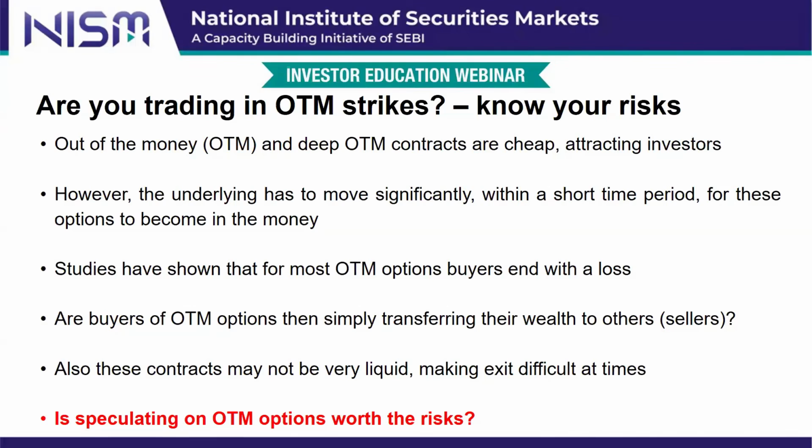Okay. So I'm talking mostly from the buyer's point of view today. The seller would make money in this, and that could be among the 9% who are there in the market on the selling side. But anyway, if you're going for out of the money, know the risks involved because they are cheap. They attract a lot of investors. However, if your view goes wrong, then again you will face losses. So is speculating on out of the money options worth it for retail investors? If you're a speculator speculating on out of the money, remember there is a lot of risk involved.